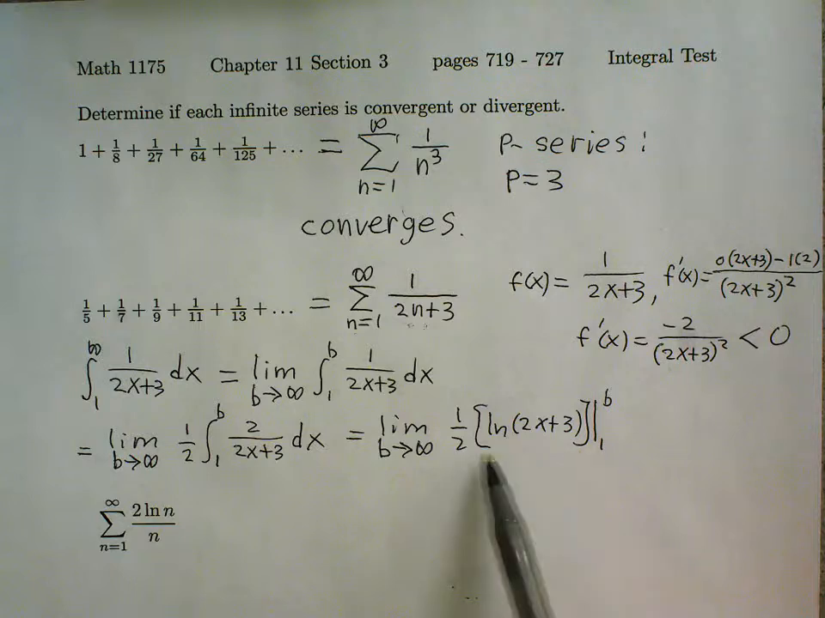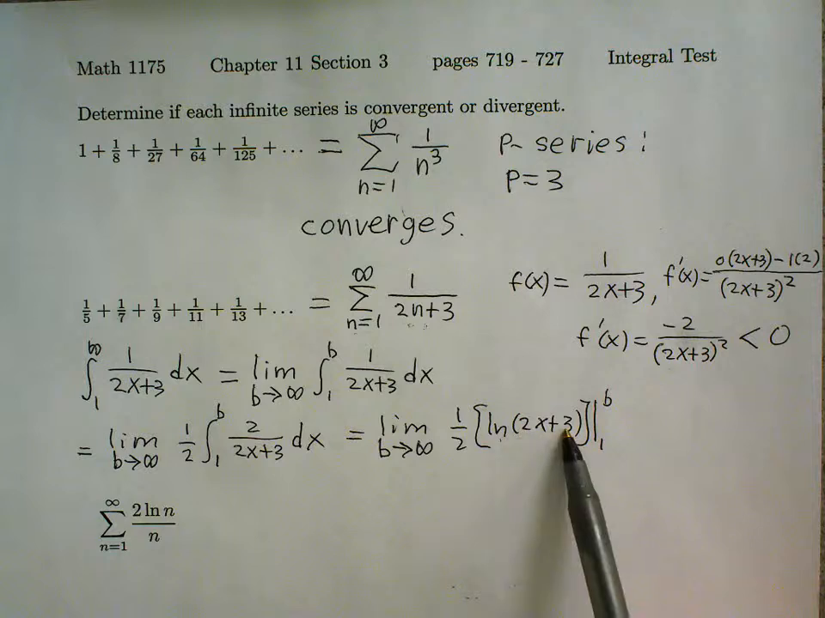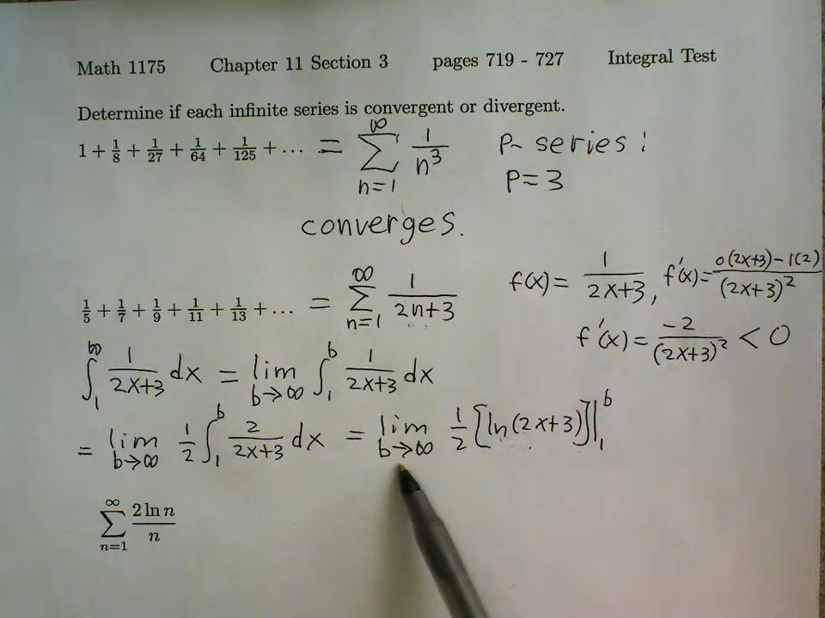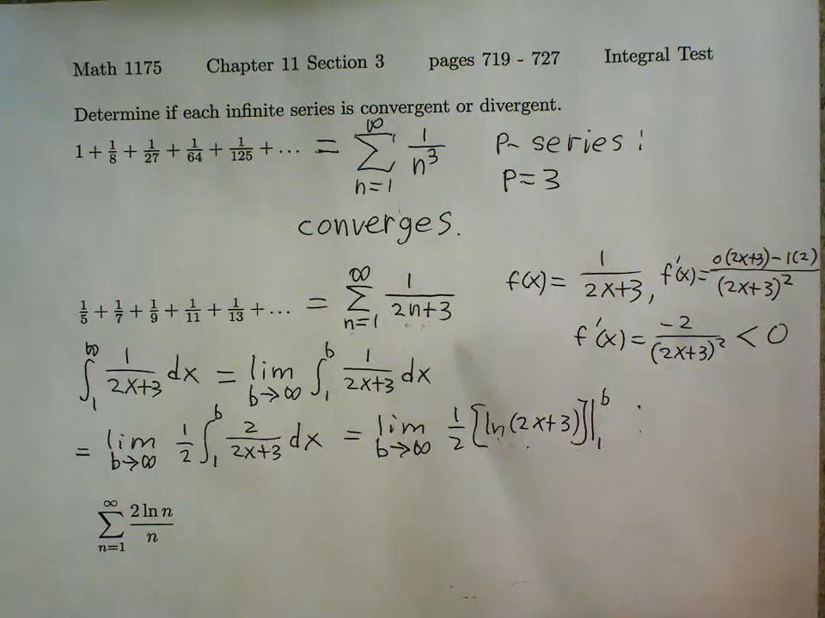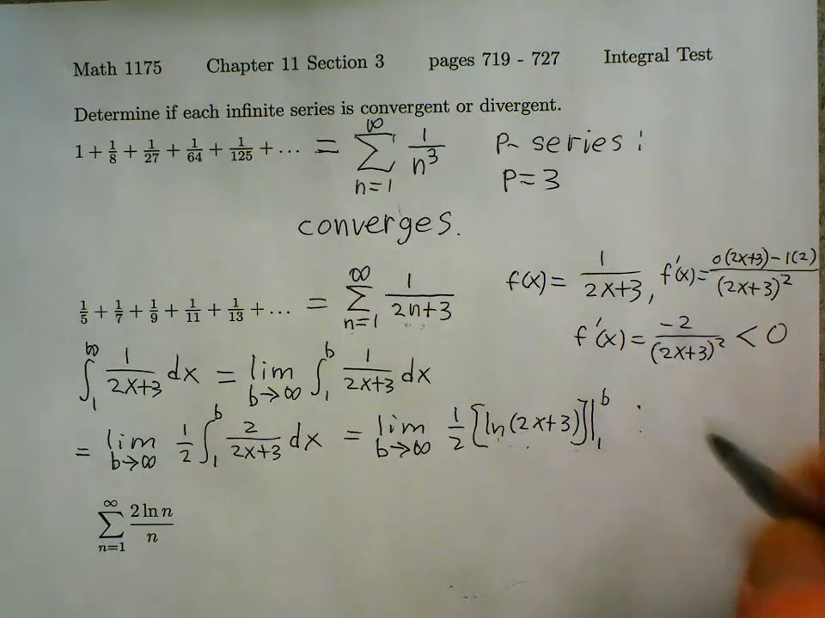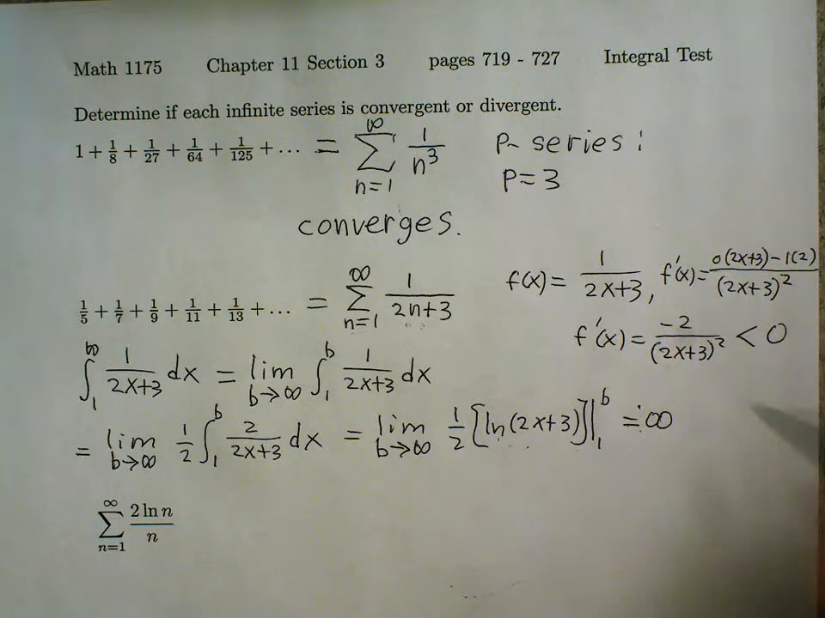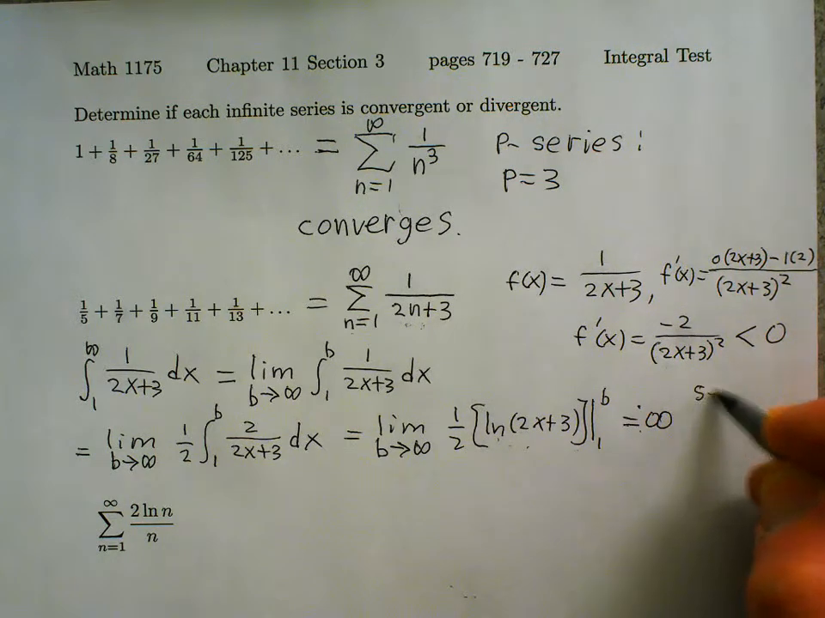So I'll leave the rest of this for you to do. I'll just mention that the natural log of 2b plus 3 as b goes to infinity is infinite. So this limit goes to infinity. So that means the series diverges.